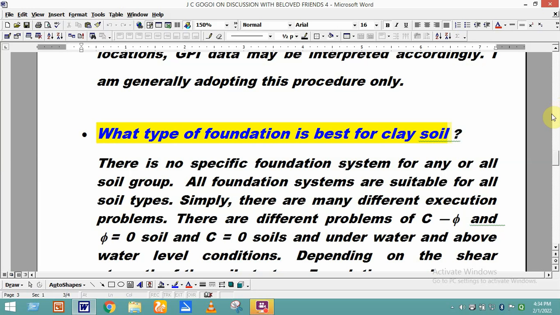Whether it is pile foundation, open foundation, raft foundation, or continuous foundation, any soil. But the problems during execution may be different. Say for clay soil, during execution, for instance excavation or pile installation, the side collapse and other problems are less, whereas in sandy soil side collapse and instability will be more, but at the same time we shall be getting much higher load capacity. One is a problem, but there is a benefit.